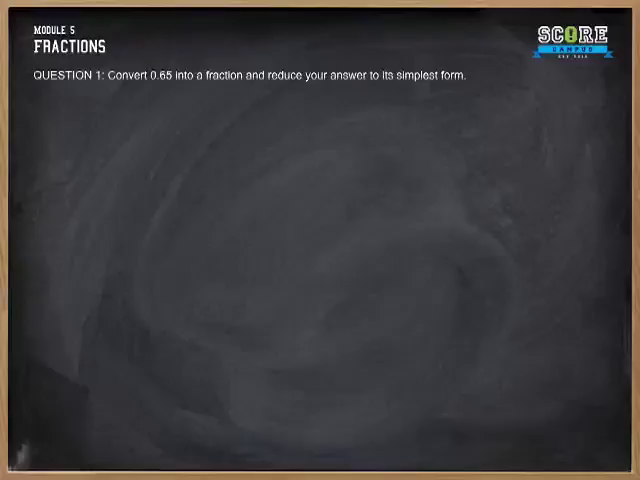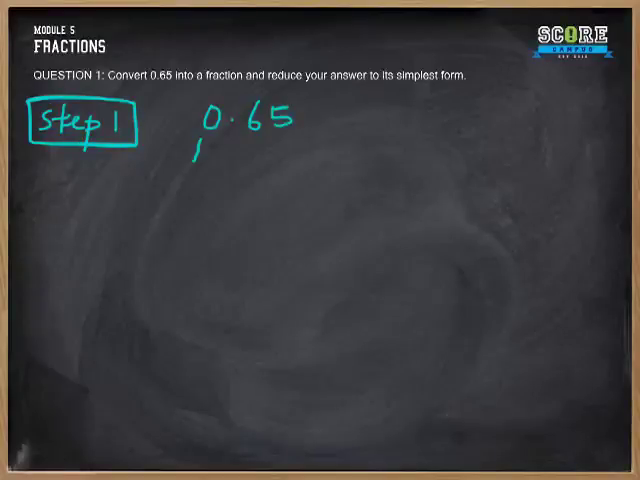Now let's break down what the digits in this decimal mean. That is step 1. So let's write down 0.65. What does 0 stand for? 0 is the whole number. 0 stands for the whole number.